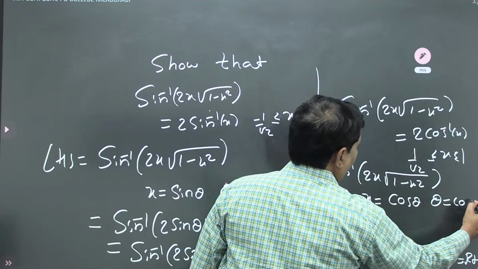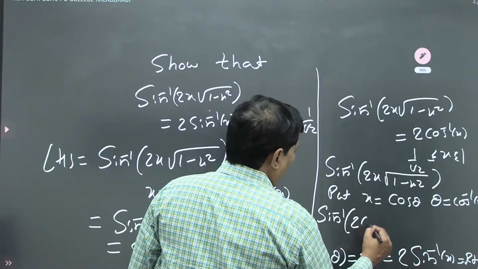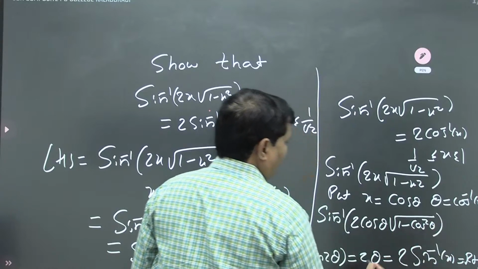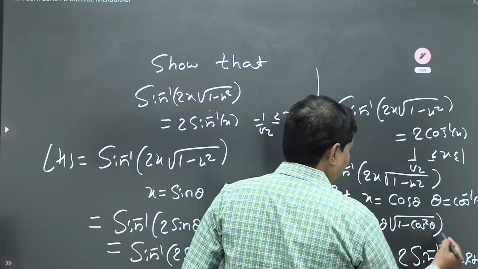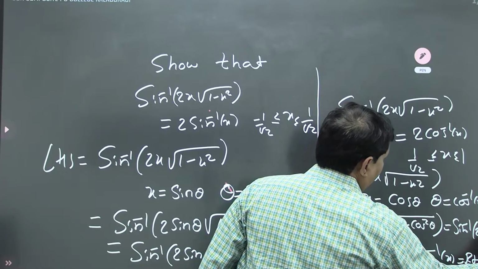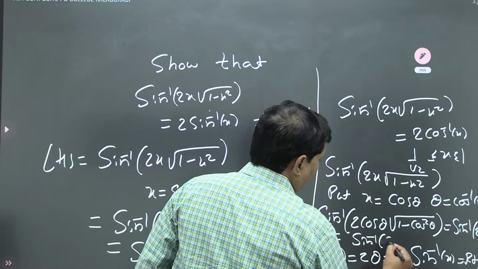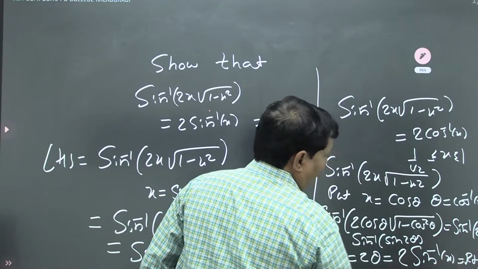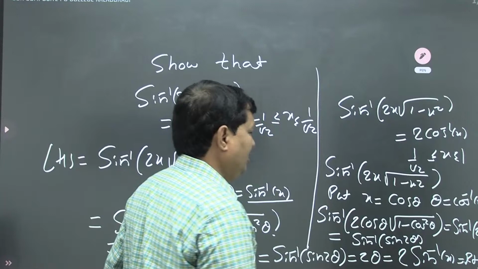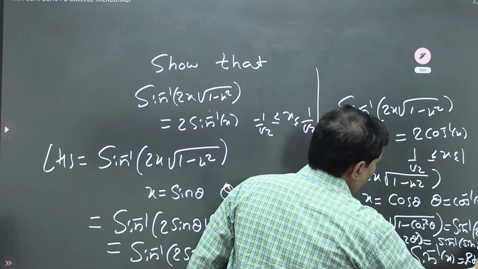Therefore theta equal to what? Cos inverse of x. If you substitute here, we have sine inverse of 2 cos theta into root of 1 minus cos square theta. Root of 1 minus cos square theta is nothing but sine theta. Therefore here we have sine inverse of 2 cos theta into sine theta. Again 2 sine theta cos theta is nothing but sine 2 theta. Therefore here you have sine inverse of sine 2 theta.